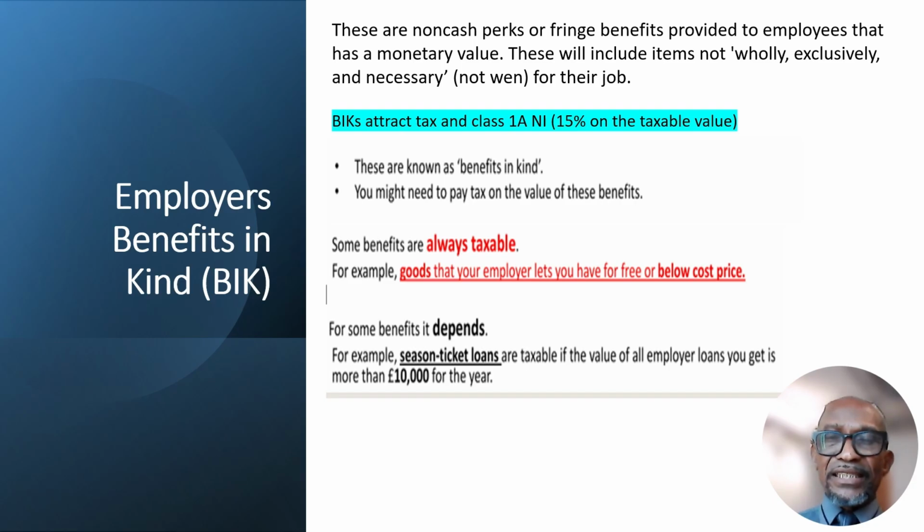Having said that, the taxable value itself will be taxed on the employee, and the value will attract what we call the Class 1A national insurance at the rate of 15%. These items, as I said, are benefit in kind, and you might need to pay tax on the value of these benefits. Some of the benefits are always taxable. For example, goods that your employer lets you have for free or below the cost value or price.